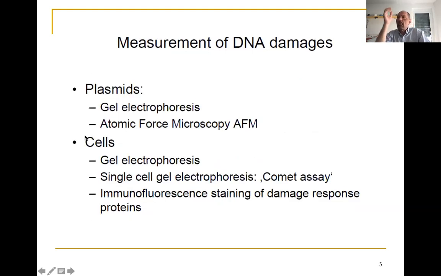So a few words about the measurement of DNA damage. Historically, it was quite difficult. Now it's becoming much more easy. But in the past, many data were based on plasmids and on gel electrophoresis in what was called the COMET assay. Now, by far, the most popular technique is immunofluorescence staining of the damage response protein.